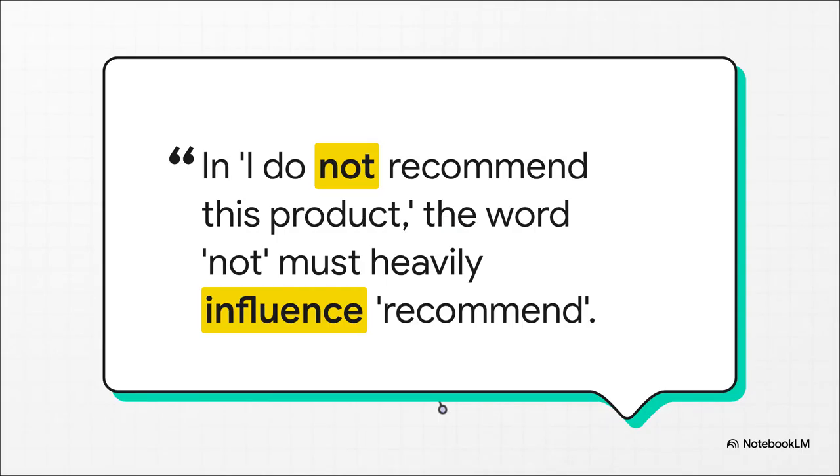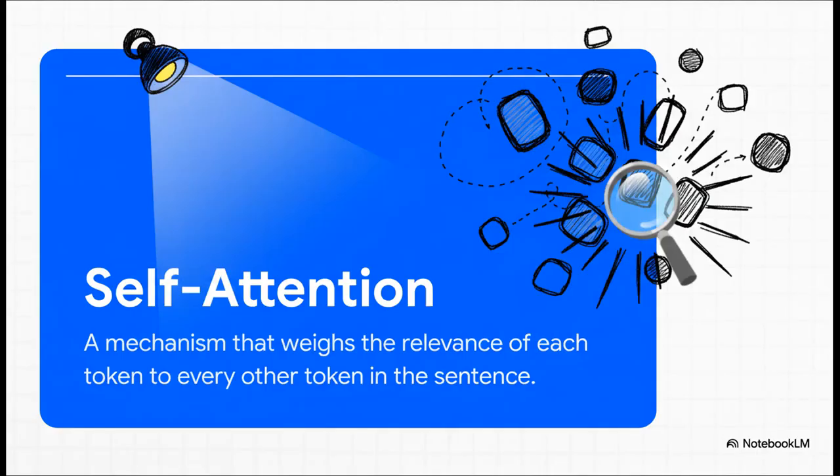I mean, just look at this sentence. If you only read the words "recommend" and "product," you'd get the completely wrong idea. But that one tiny little word, "not," completely flips the entire meaning on its head. For an AI to truly understand you, it has to have a way to know that "not" is critically attached to "recommend." And it does this with an amazing mechanism called self-attention. It lets the model look at all the tokens in the sentence at the same time and decide how relevant each one is to every other one.